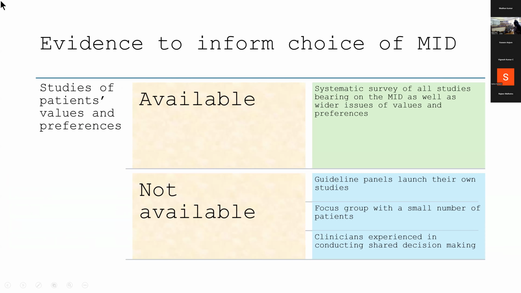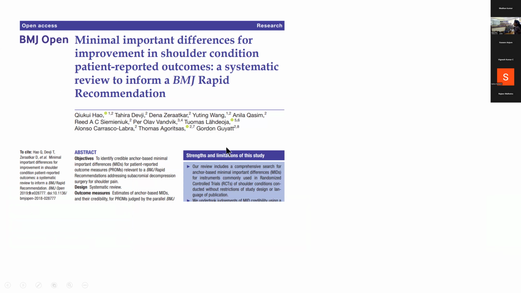So how do you actually get your evidence for MID? The most important thing is you must actually look for studies and systematic reviews which have looked at patient values and preferences. It's called patient-reported outcomes. Suppose you have those studies available, you do the systematic review of all the MIDs. So for example, a guideline, people wanted to recommend shoulder decompression surgery for patients with chronic shoulder pain. So they wanted to look at what is the MID for the outcomes.